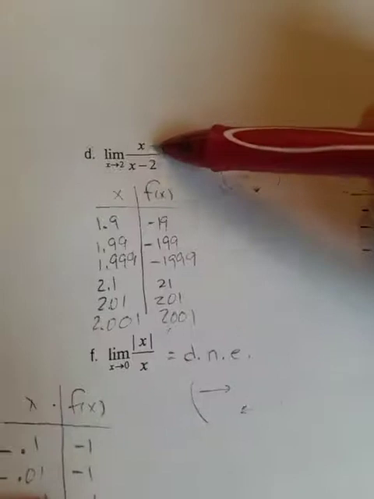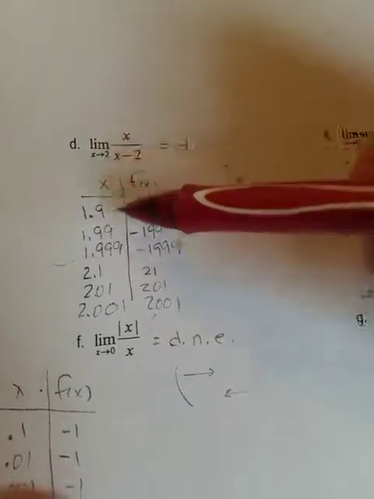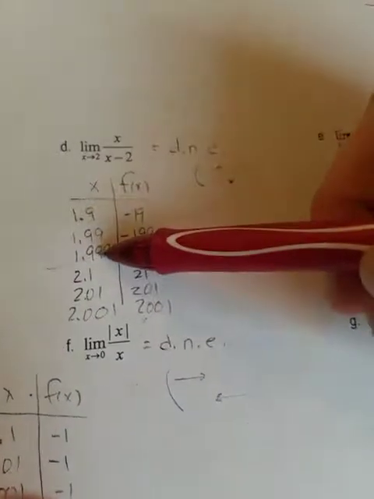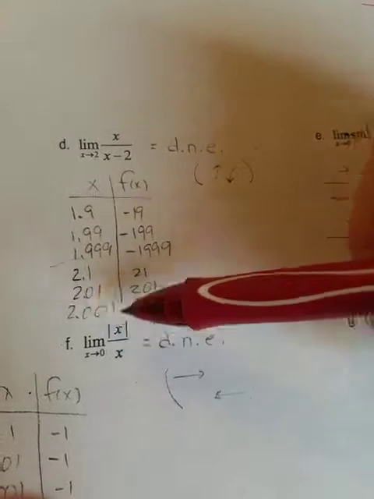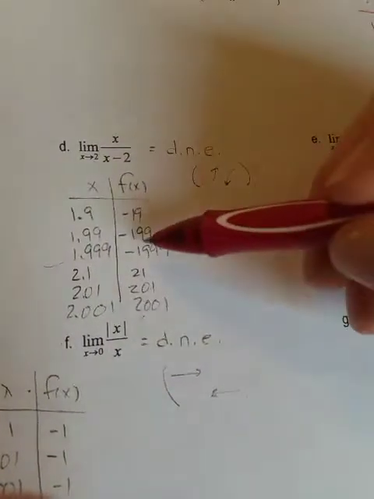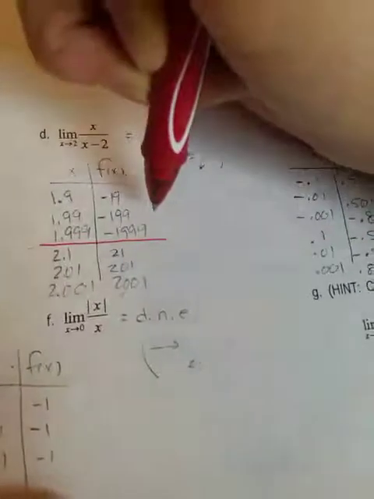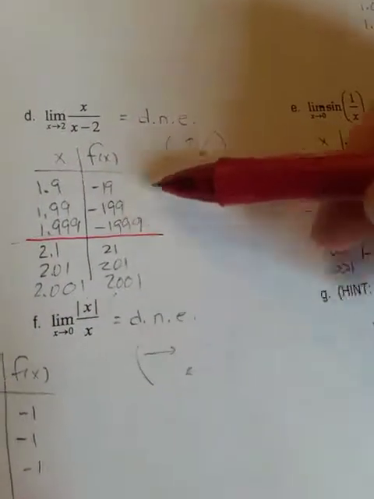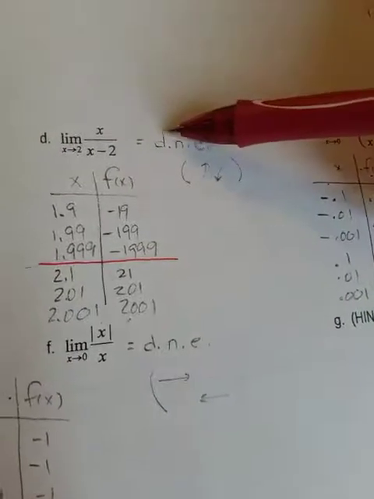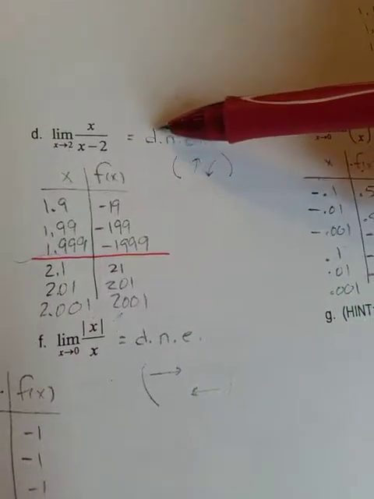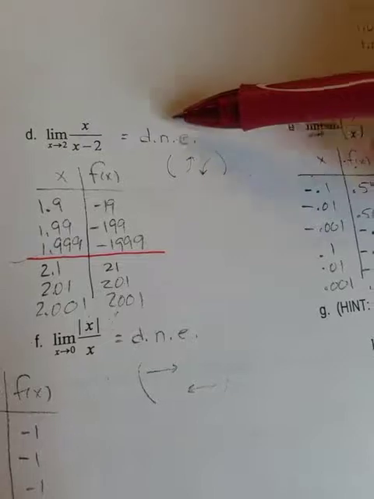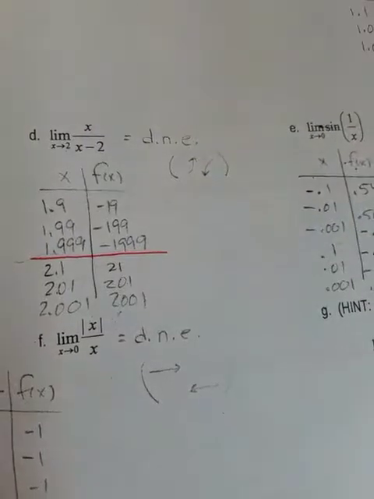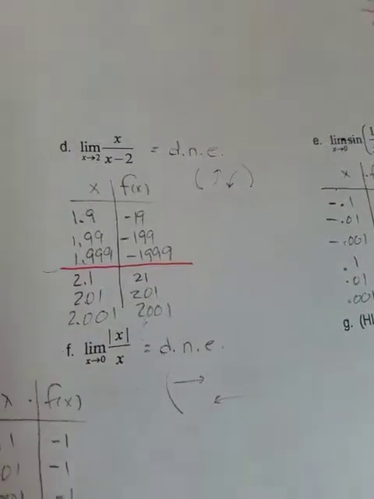Part D, if we had the limit of x divided by x minus 2 as x approaches 2, again, you'd make your table, choose values from the left and values from the right of 2. And in these two situations, you do not get the same f of x value. That's because one's going down to negative infinity, one's going up to positive infinity. So this is a case where you write DNE, which stands for does not exist. That's the notation you use when there is no limit.